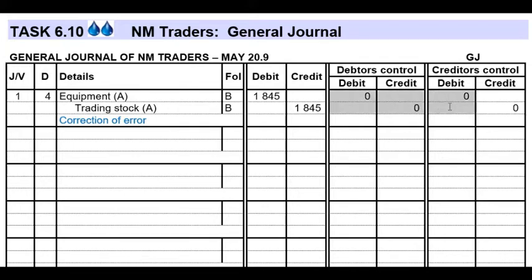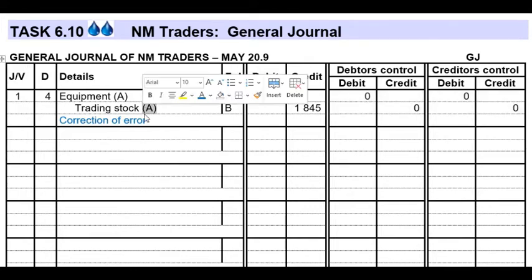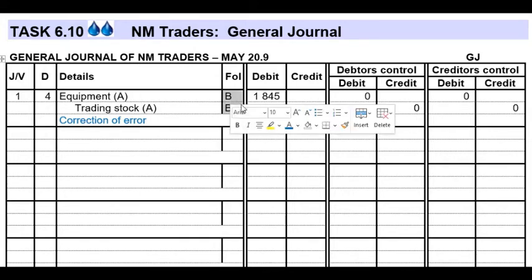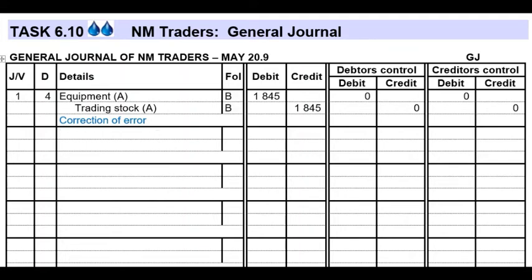Very important, you don't have to write zeros in the debtors and creditors control columns if it didn't affect debtors and creditors control, but I do it for myself just so that I can look at my general journal at the end and see that everything is complete and I didn't miss something. And remember what I said in the examples is that I want you to classify the accounts in brackets because it helps you to determine whether this must be balance sheet or nominal.